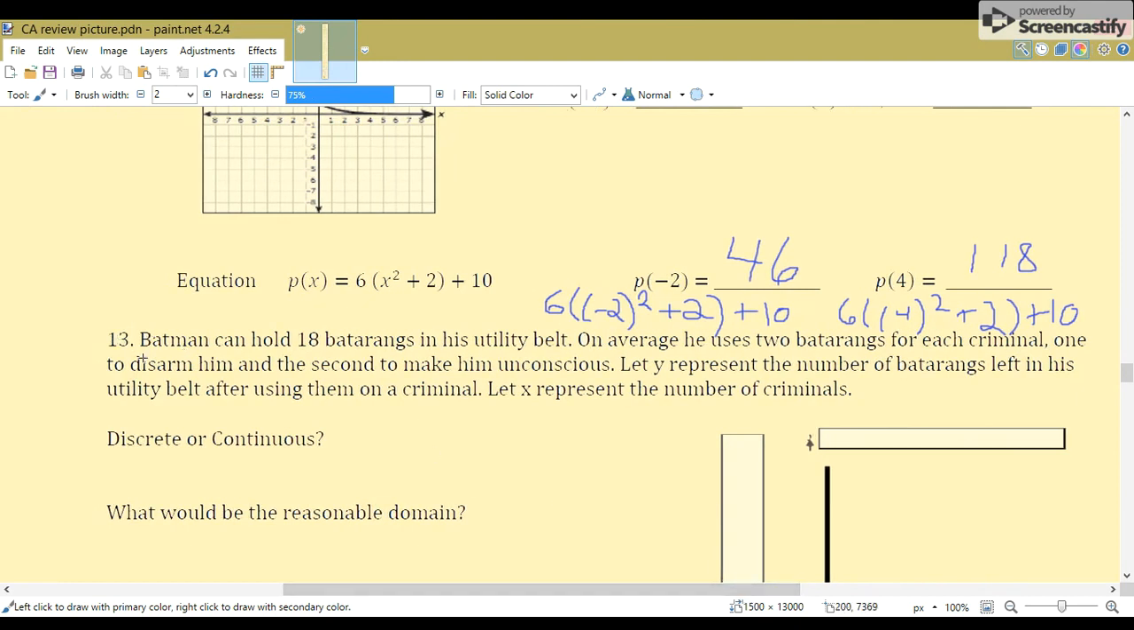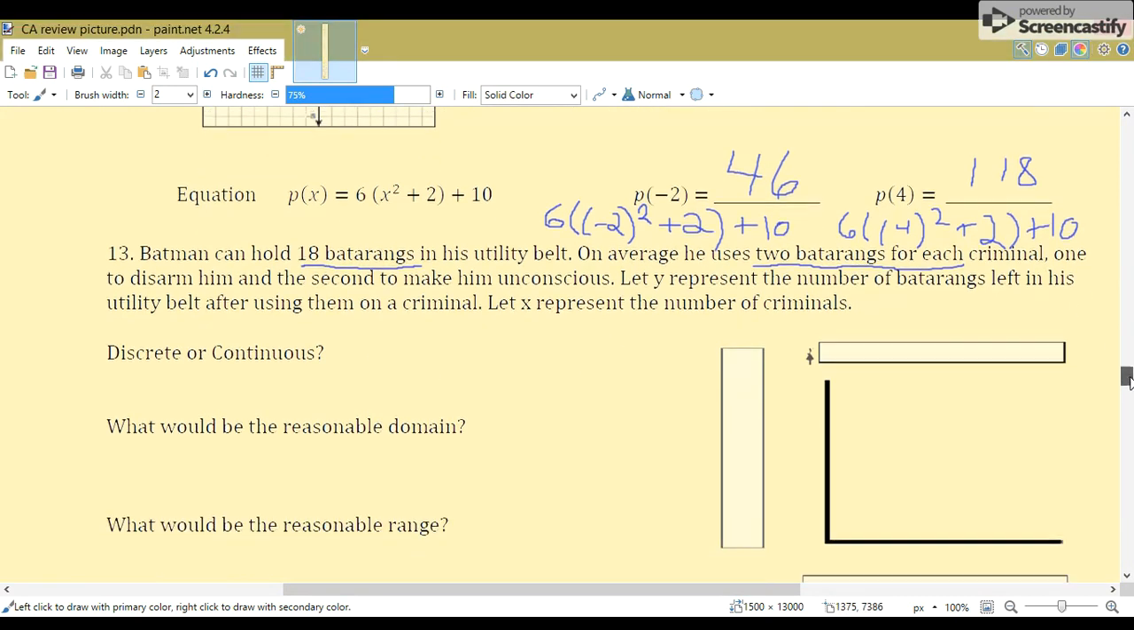Let's look at number 13. Batman can hold 18 batarangs in his utility belt. On average, he uses 2 batarangs for each criminal, one to disarm him and the second to make him unconscious. Let Y represent the number of batarangs left in his utility belt after using them on a criminal. Let X represent the number of criminals. So let's highlight or underline some important words and numbers. We have 18 batarangs, and he uses 2 batarangs for each. Remember, when you see the word each or per, that's the slope. So your rate of change.